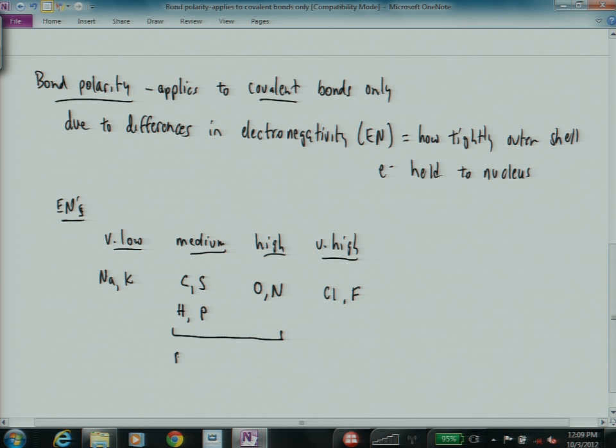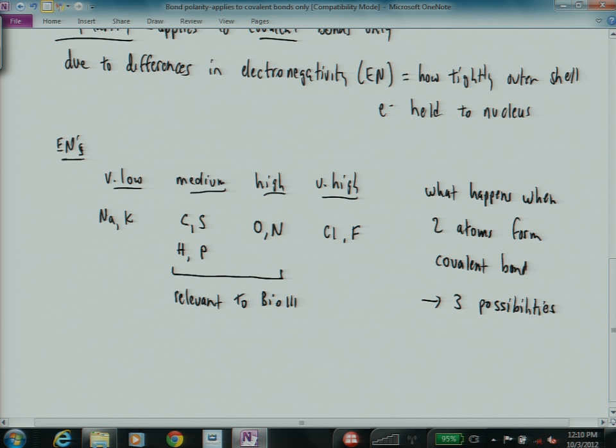And so you might ask, what happens when two atoms form a covalent bond? And there are three possibilities. Like I said, there's three cases.